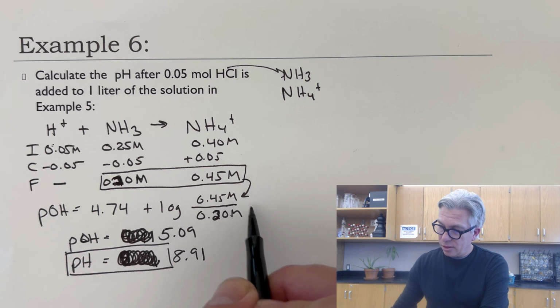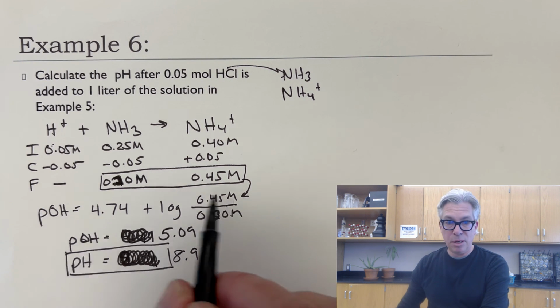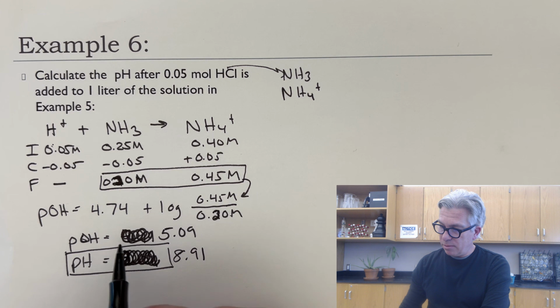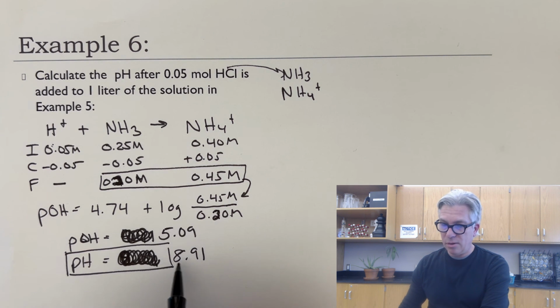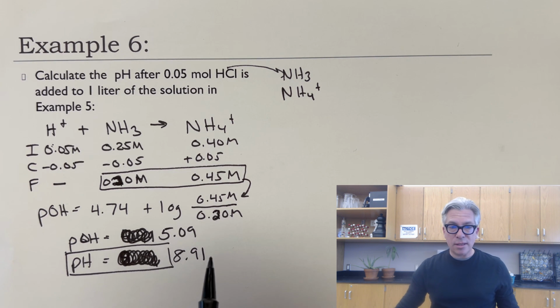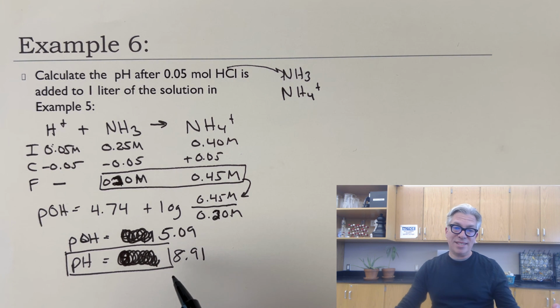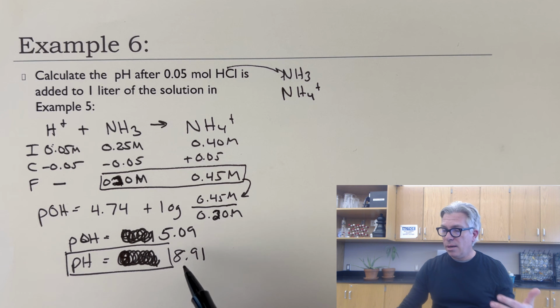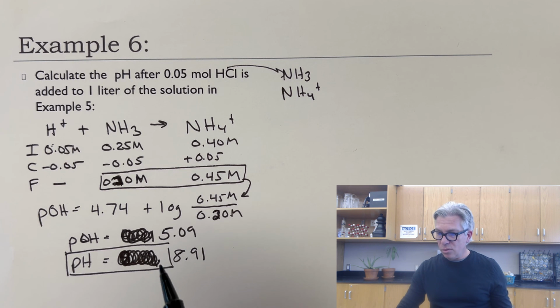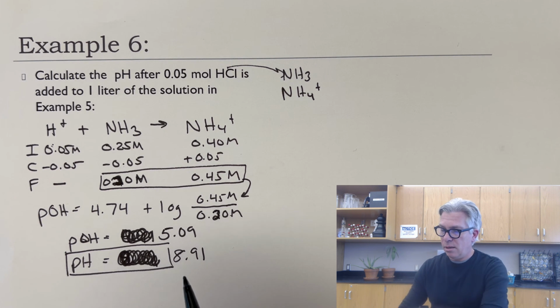I plug them into Henderson-Hasselbalch with this version again, the pOH version. The pOH came out to be 5.09. The pH is now 8.91. It was 9.06 before I added the acid. It has now dropped to 8.91, which makes sense to me because I just added some acid. But that would be how you could use Henderson-Hasselbalch to simplify a little bit of your equations.